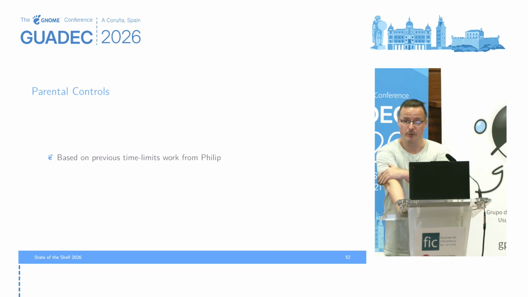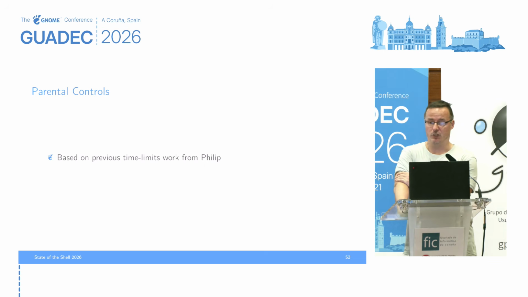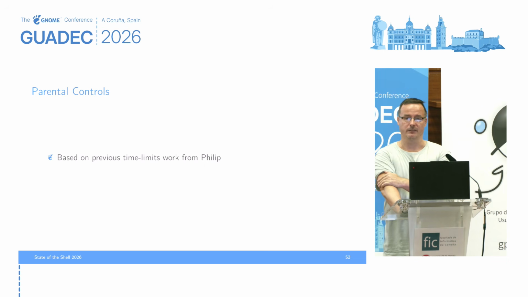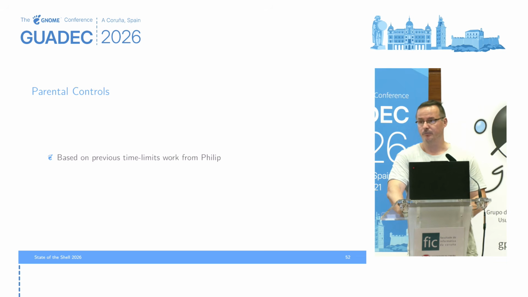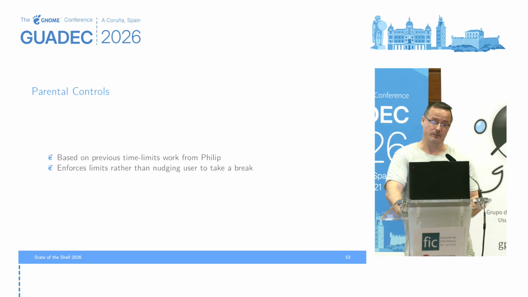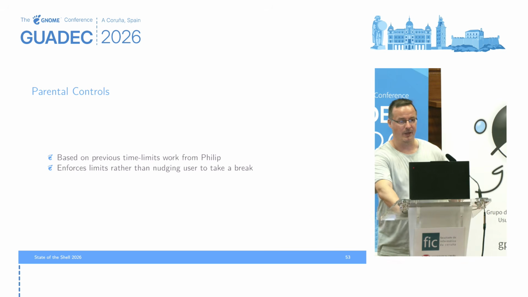The other feature was parental controls, which is largely based on earlier work done by Philip for digital well-being. But the main difference is that screen limits are not just recommendations, like, oh, wouldn't you like to take a break? Maybe take a walk, get up a bit. Instead the screen is locked, and unless there's a parent around that will unlock it for, well, the child usually, that's it for the day, and the device has to be kept quiet for the rest of the day.